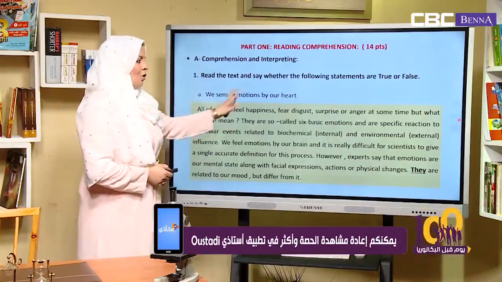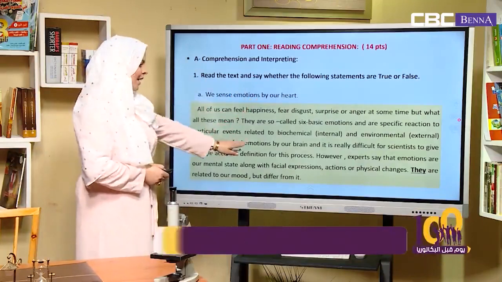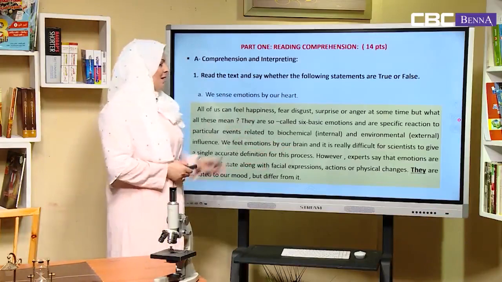So in order not to repeat reading all the paragraphs, let's see here. We feel emotions by our brain. It means it is false.